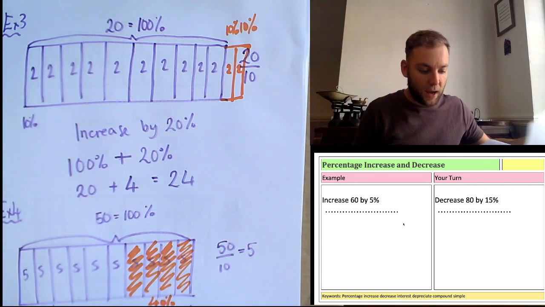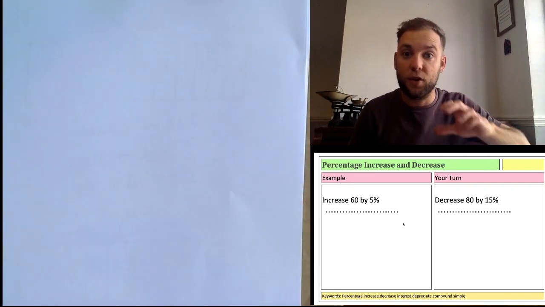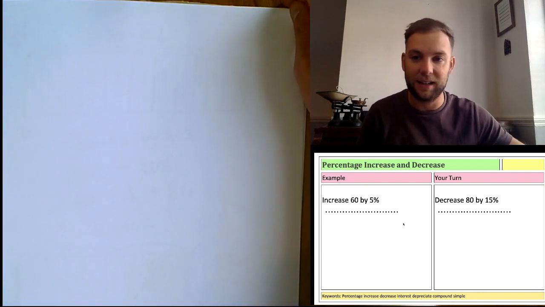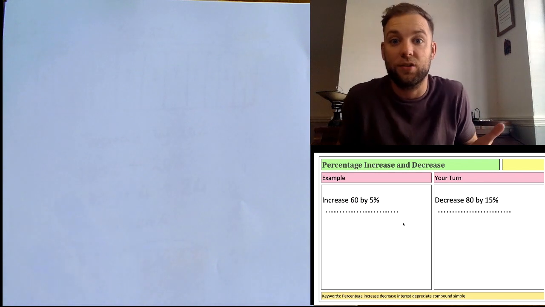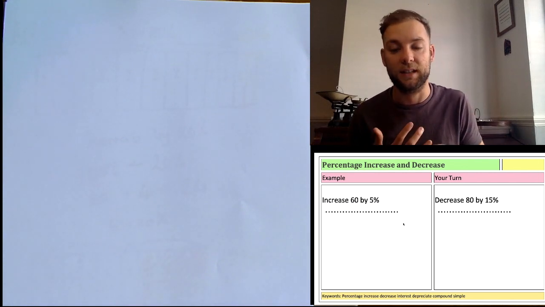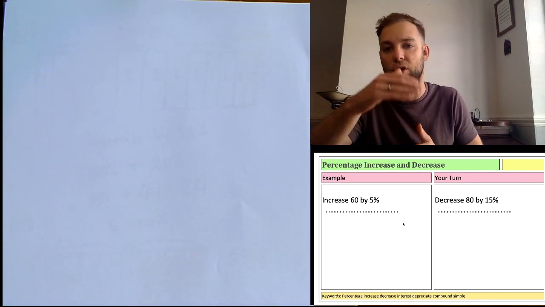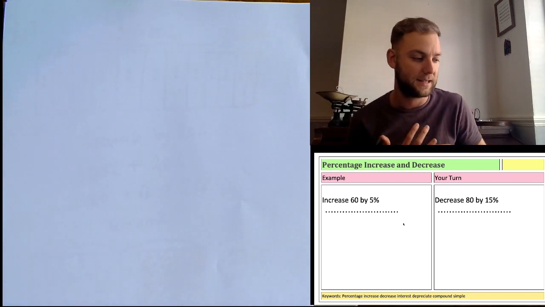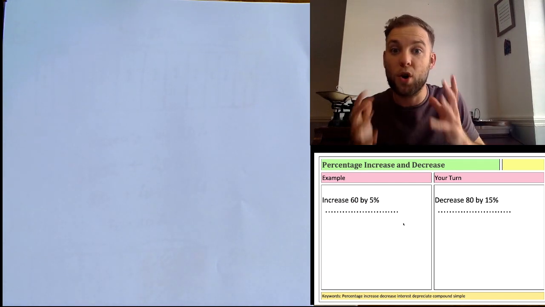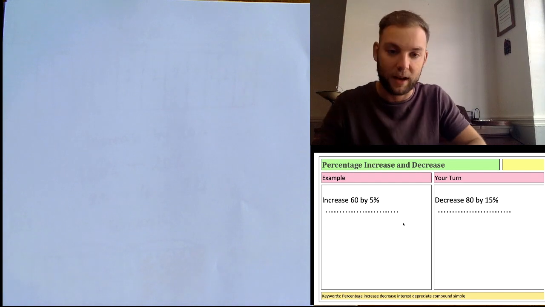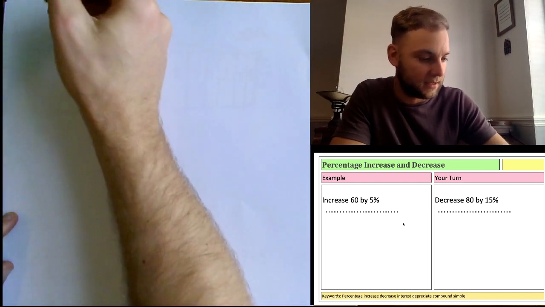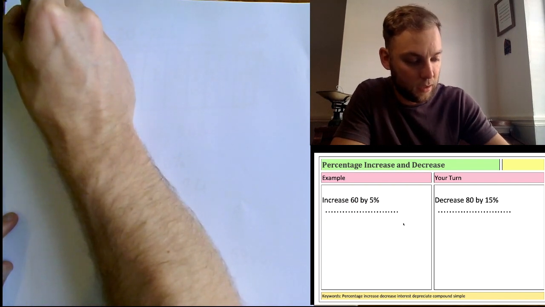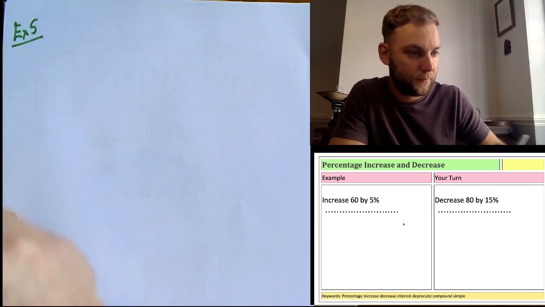So, take note, I would recommend using this if you've got no calculator. This is the best technique if you've got no calculator. Now if you've got a calculator, these are just easy. You just use a calculator to do the normal techniques you use. You could use the multiplier method, you could do divided by 100 times by the percentage. But when we've got no calculator, this is probably the easiest way to think about it. So the next one, increase 60 by 5%. This one here is example 5.